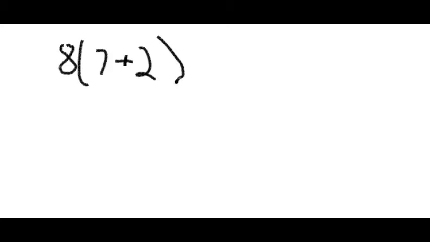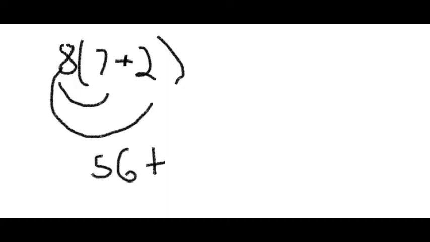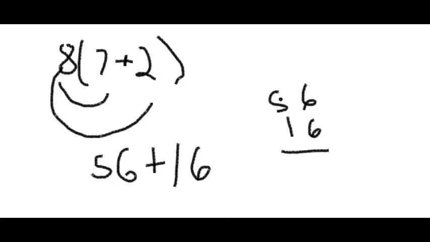Now, distributive property. We have 8 times 7 plus 2. All we're doing is distributive property. We're doing 8 times 7 and 8 times 2. That's all. 8 times 7 is 56. And 8 times 2 is 16. And then we add those two together. Alright? 56 plus 16. Once again, this is 60 and that's 12. So the answer is 72. Alright?